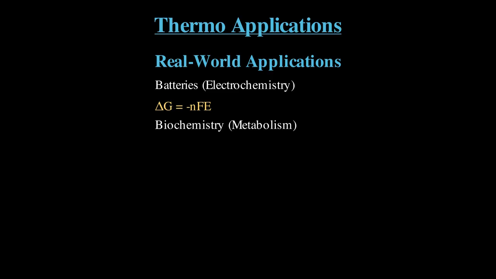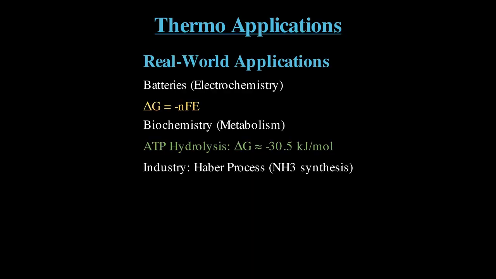Industrially, the Haber process for making ammonia is fascinating. Thermodynamically, it's favored at low temperatures, but the reaction is too slow. So, a compromise of moderate temperature and a catalyst is used.